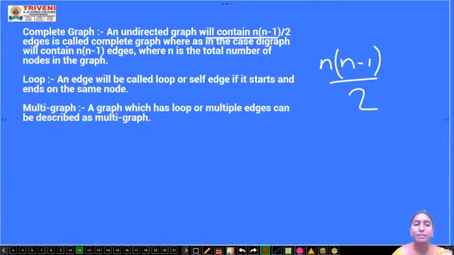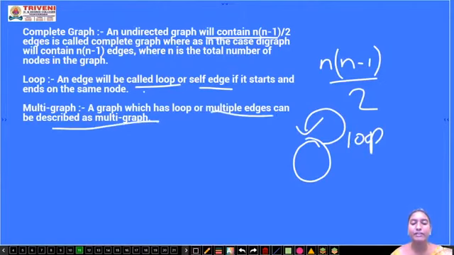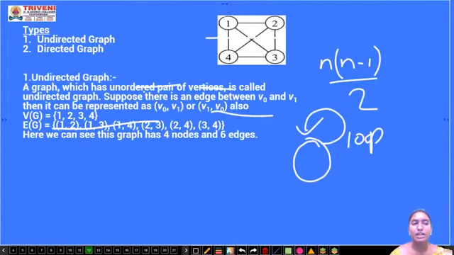And loop. An edge will be called a loop or self edge if it starts and ends on the same node. If an edge starts at a node and reaches the same node, then we have to call it a loop. And multi-graph: a graph which has loops or multiple edges can be described as a multi-graph. So here we can observe the undirected graph and types of graphs.